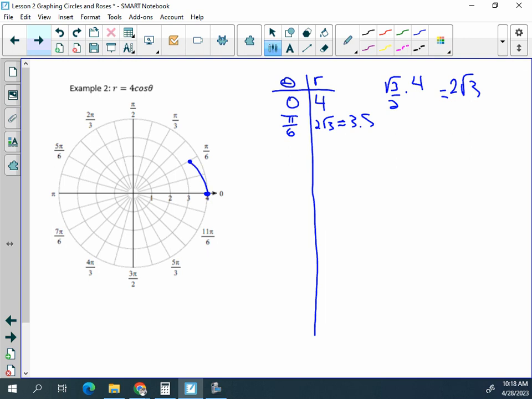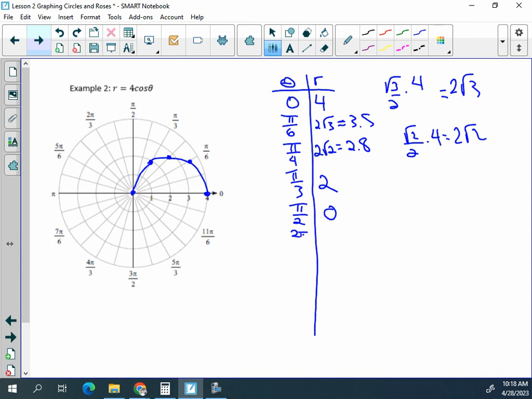So far, that's kind of what we've got. Then at pi over 4, cosine is square root of 2 over 2. Square root of 2 over 2 times 4 becomes 2 square root of 2. And the 2 square root of 2 is approximately 2.8. So at pi over 4, we're at 2.8, so somewhere around there. Okay, pi over 3, cosine of pi over 3 is 1/2. 1/2 times 4 is 2. So at pi over 3, we're at 2. Okay, and then at pi over 2, cosine of pi over 2 is 0. 0 times 4 is 0. So we're back to the origin here.